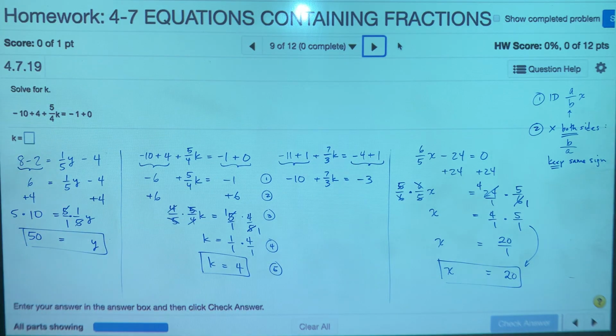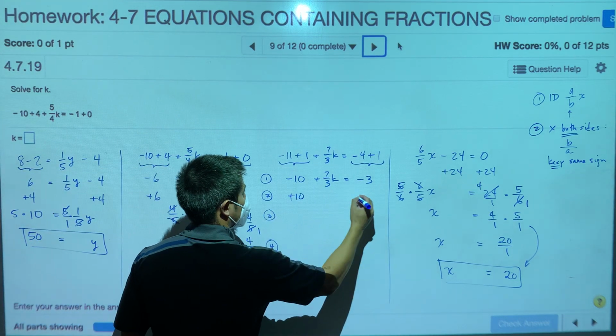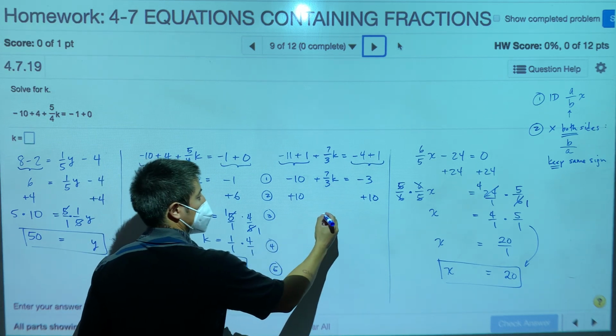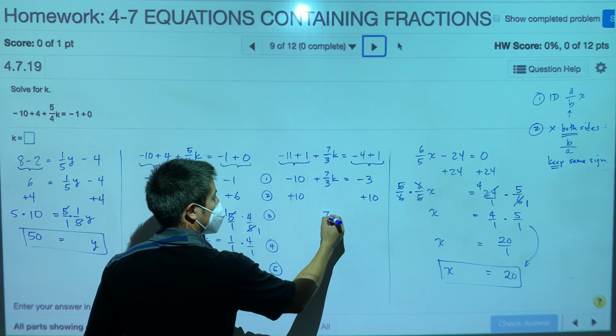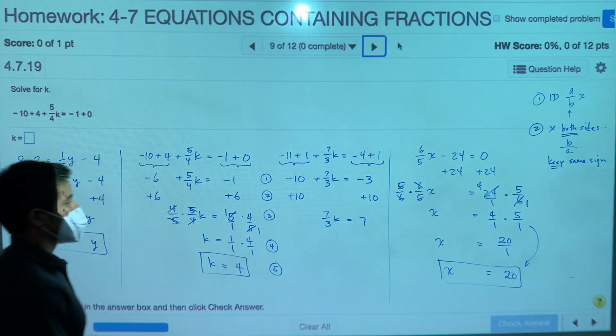Always add and subtract, simplify on each side before you do any movement. That is always the first thing to do. Okay? Now we can do what? Add 10 to both sides. Great. Go ahead, read it left to right. So it's just 7 over 3k equals 7. Great, excellent.